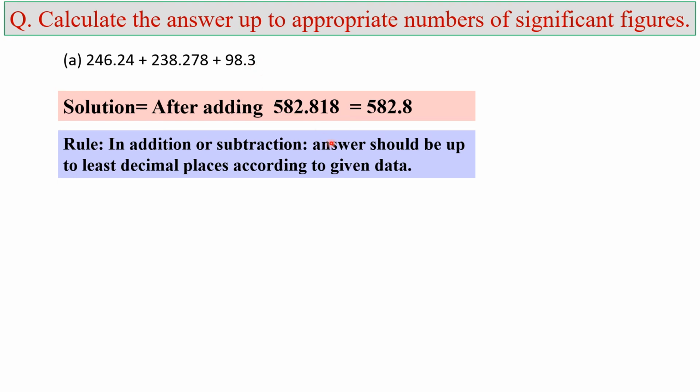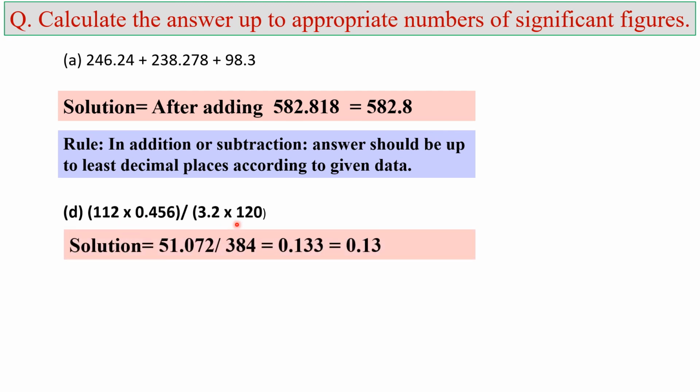Part D. We have 112 into 0.456 divided by 3.2 into 120. Solution. By solving in numerator we get 51.072 and in denominator we get 384. By dividing both values we get 0.133, and after rounding off this number we get 0.13.